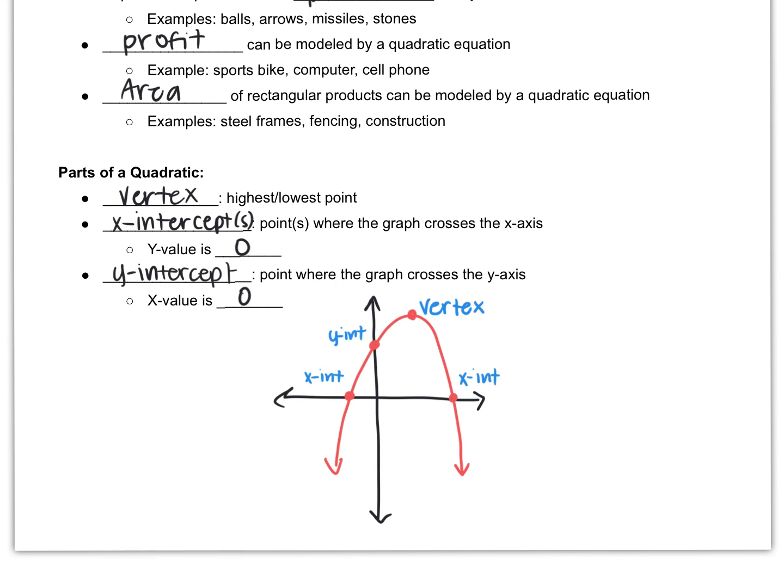So a couple things. If a quadratic opens down, it will always have at least one x-intercept. It could have 1 or 2, but it's going to have at least 1. If a quadratic opens up, it can have 0, 1, or 2 x-intercepts, because if it opens up, it does not necessarily have to cross the x-axis.